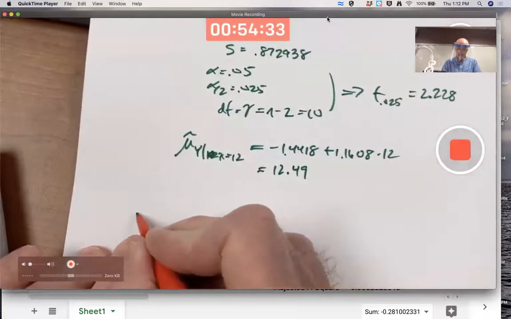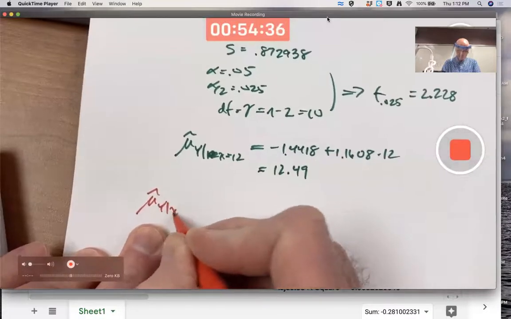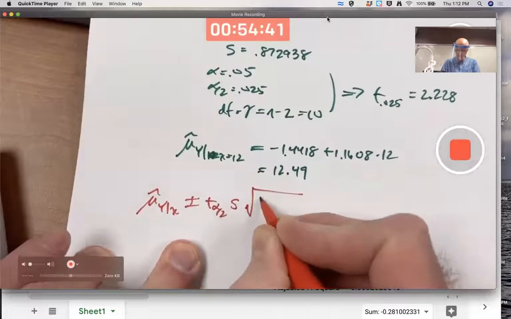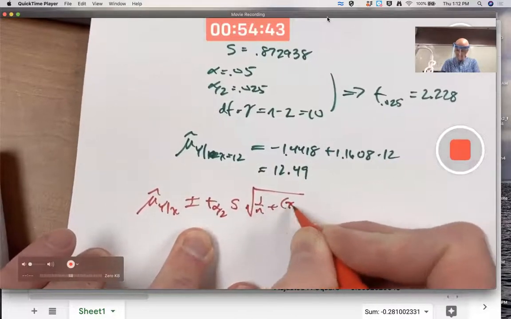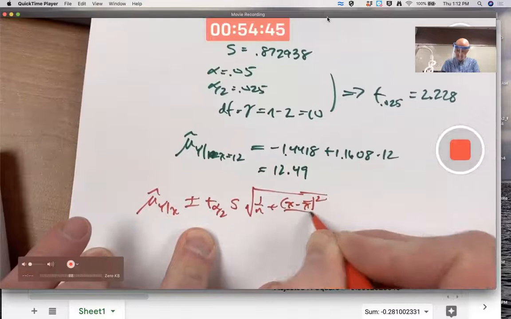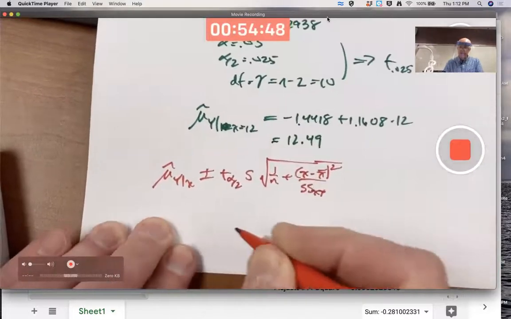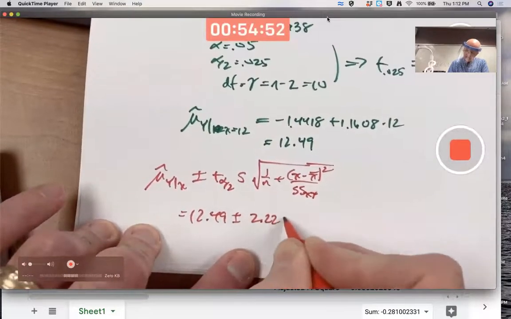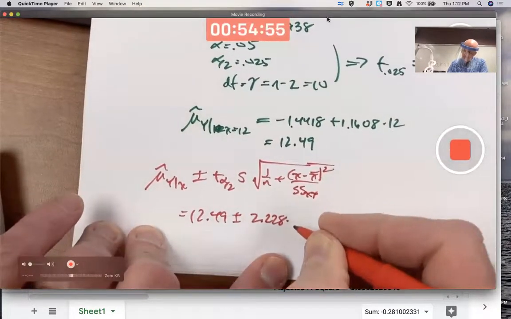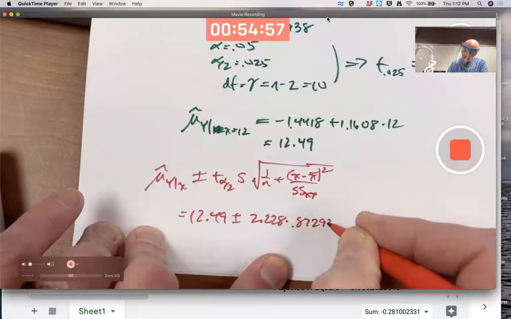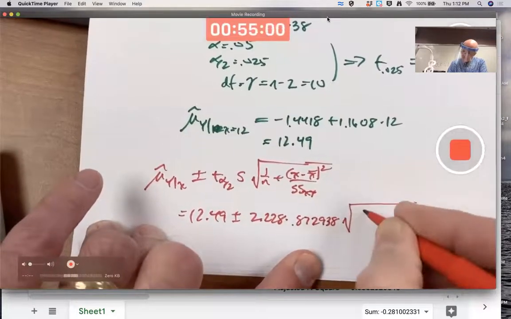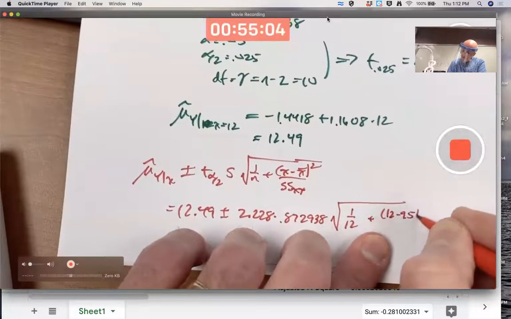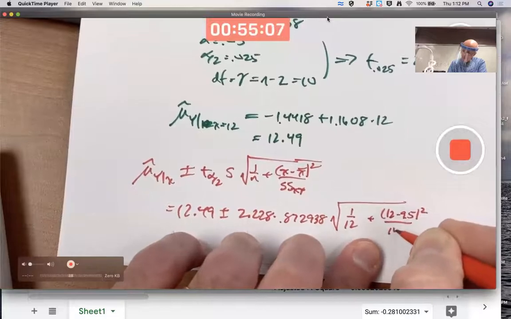Formula being this thing again here, mu hat plus or minus T alpha over 2 times S times square root of 1 over n plus x minus x bar squared over SSXX. So that's going to be 12.49 plus or minus 2.228 times S is 0.872938 times square root of 1 over 12 plus 12 minus 9.5 squared over 143.